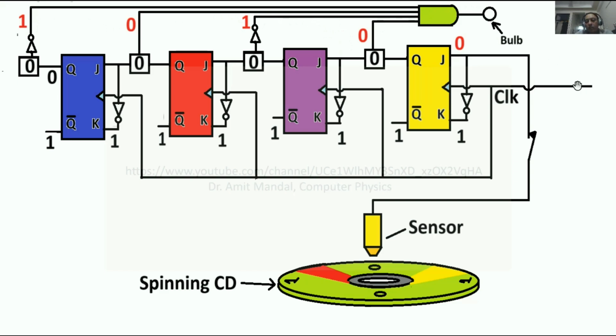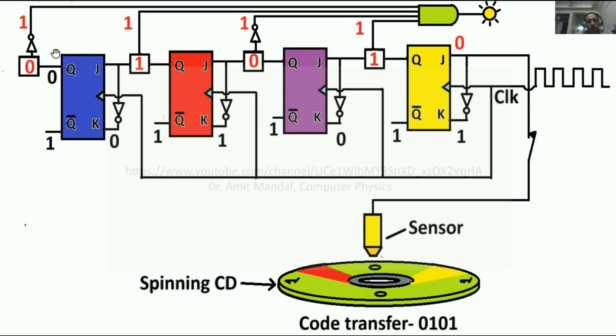Now in case we provide clocking, and the 0101 code is transferred in a serial fashion like this, then 0101 is the code. Now for 0, this NOT gate will convert it into 1, 1 is 1, and 0 again converts into 1, and 1 is 1. So all are 1s. Now the bulb will glow. So this CD contains the code which can glow this bulb.